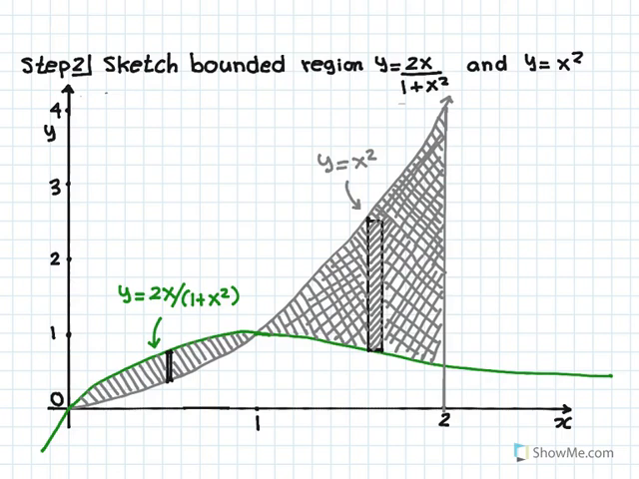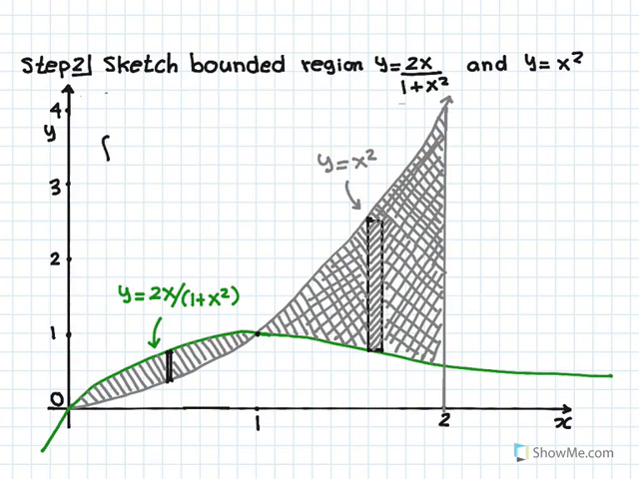But the main takeaway from this is that to the left of x equals 1, you can see the top function is 2x divided by 1 plus x squared, and the bottom function is y equals x squared. To the right of x equals 1, the top function is y equals x squared. The bottom function, the bottom point of contact of the rectangle with the curve, is y equals 2x over 1 plus x squared. So you can see how the integral has to be described separately in the two different regions.